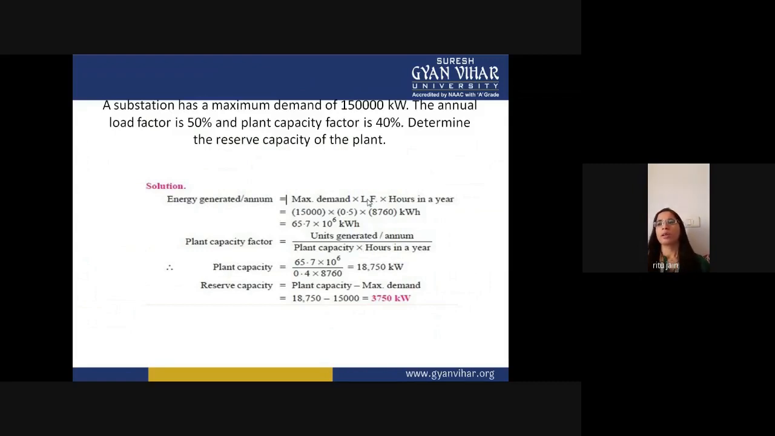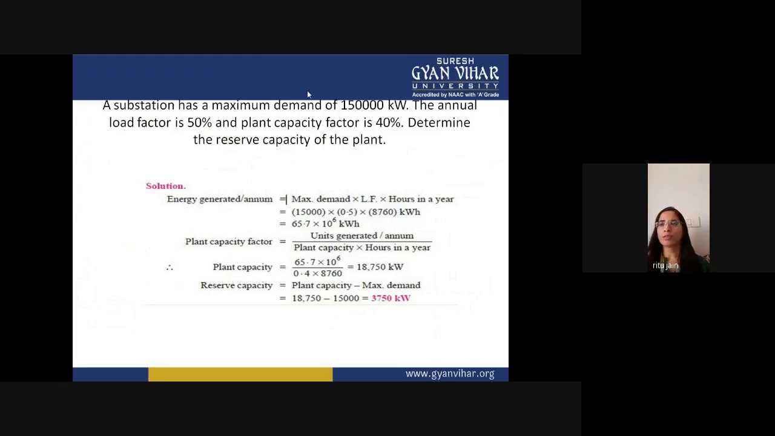Okay, so everyone knows, in the last lecture, I already told you that the reserve capacity is equal to plant capacity minus maximum demand. Okay, so for calculating the reserve capacity, you require plant capacity, and maximum demand is already given. So first you have to calculate the plant capacity. So the formula for plant capacity is equal to units generated per annum divided by plant capacity factor into hours in a year.